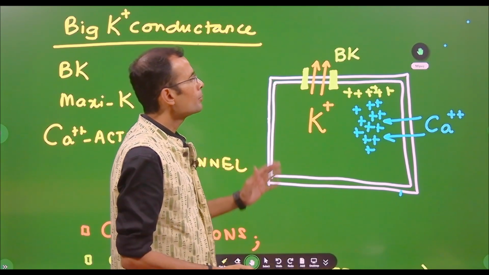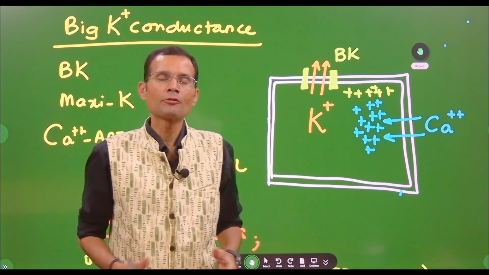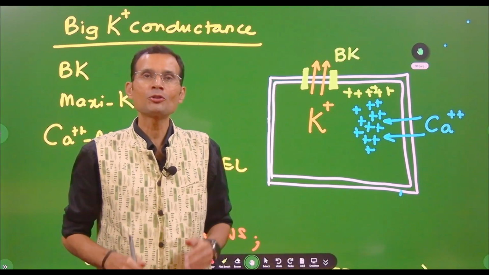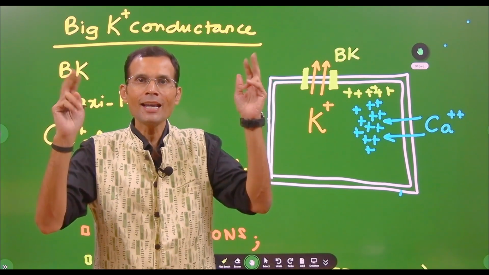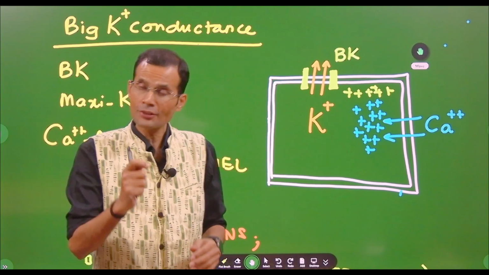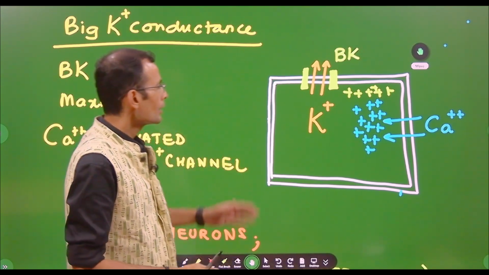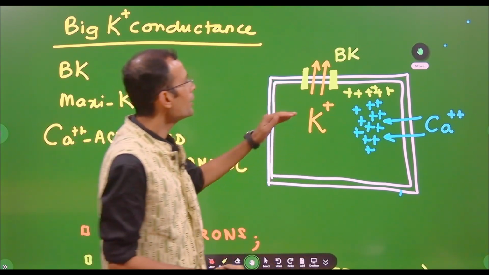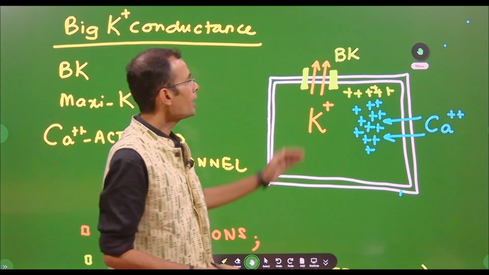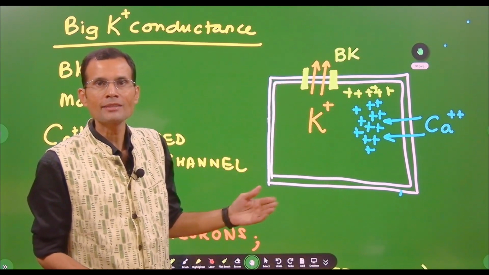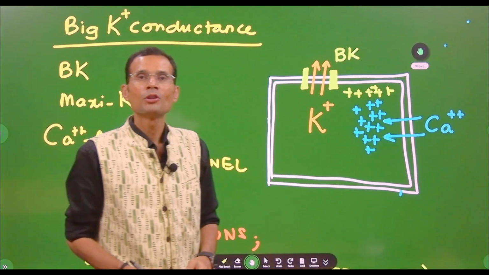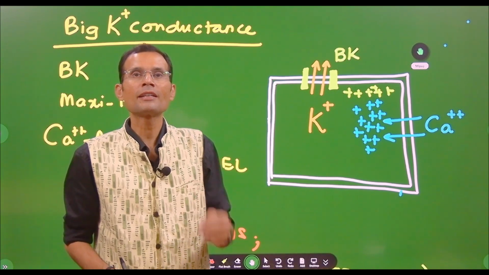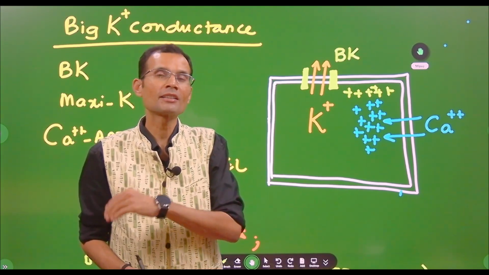Now look, potassium or any ion for that matter diffuses due to its own concentration gradient, and the ions also diffuse because of the electrochemical gradient or electrical gradient across the membrane. Now in this case, potassium is going to be driven out via the big K channel or maxi-K channel. But how? An electrical gradient favorable to this movement is created.